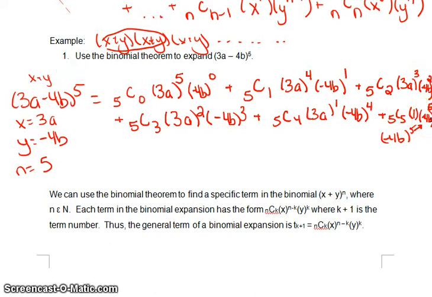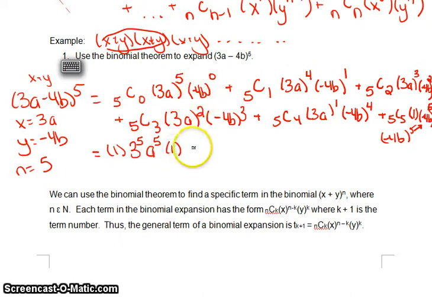Then what we're going to do is simplify this. So here we have 5 choose 0. If you want to, you can put this into your calculators, or we know that whenever we have choose 0, that is always 1. So that'll be 1 times 3a to the power of 5. We'll apply this fifth power to each of those terms, so it'll be 3 to the power of 5, times a to the power of 5, and negative 4b to the power of 0 is just 1.